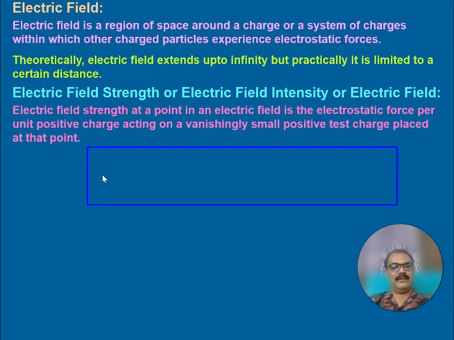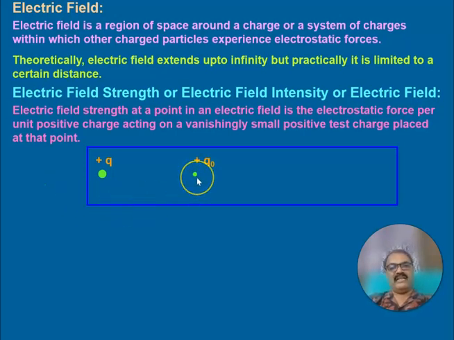You can see here, what is this? This is a source charge. It is creating an electrical field around it. In the same manner as the gravitational field around the earth, here also there will be a field. That field is called the electrostatic field, or simply the electrical field, right?